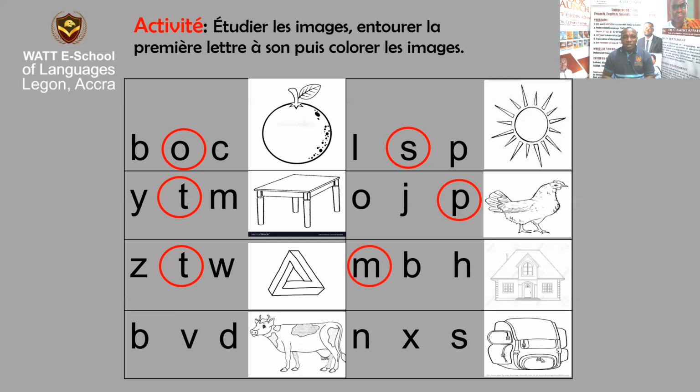Let's go to the next picture. What do you have? We have vache, cow. Right to say vache. So the first letter sound is va. So this one is correct.